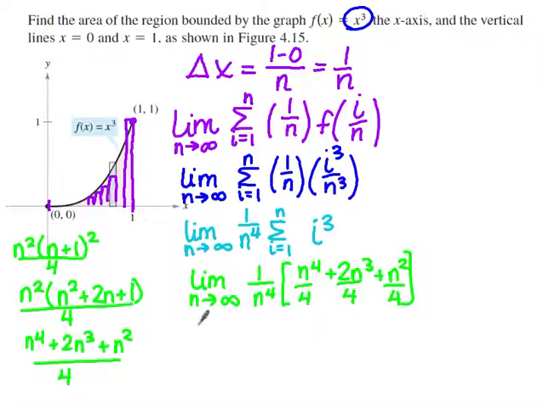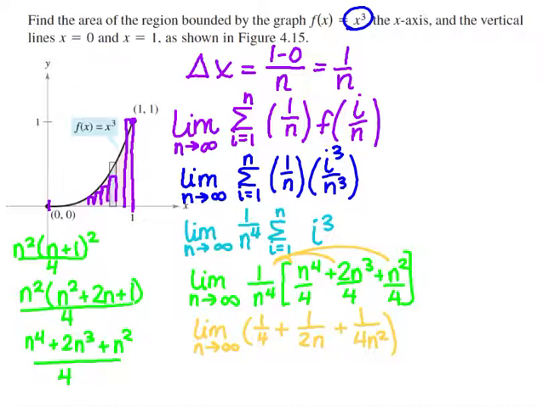So now we've got the limit as n approaches infinity. Let's go ahead and distribute that 1 over n to the 4th to each of these. 1 over 4, very good. Plus 1 over 2n, good. Plus 1 over 4n squared. Yeah, good job.